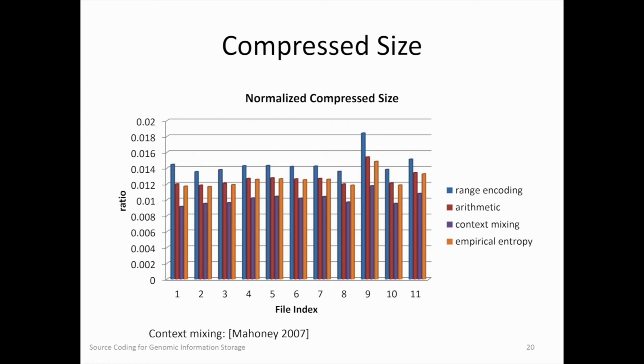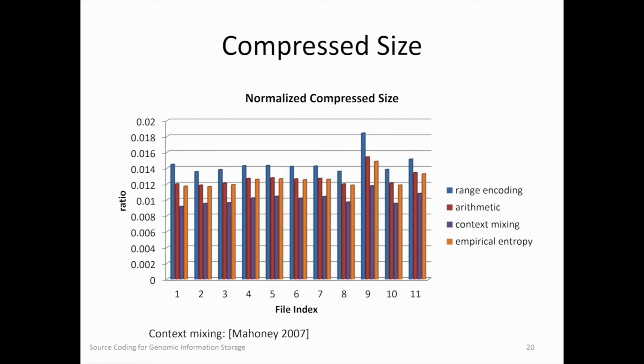So we compare different algorithms: range encoding, arithmetic coding, and context mixing. We can see that range encoding has the largest code rate. Arithmetic has almost the same rate as the empirical entropy, which is predicted by a lower bound. And then the context mixing can further reduce the code rate by about a quarter.